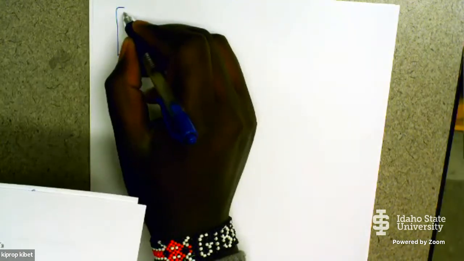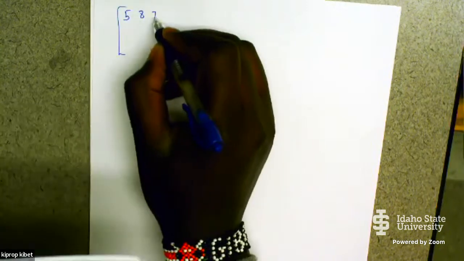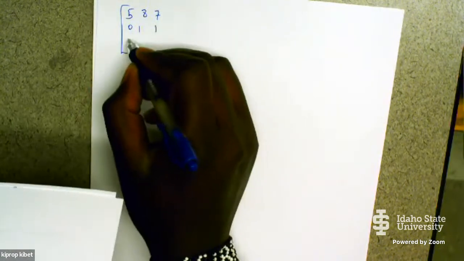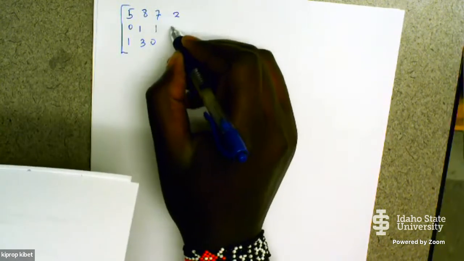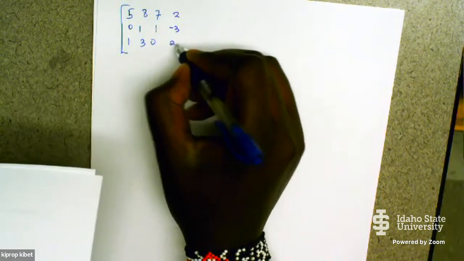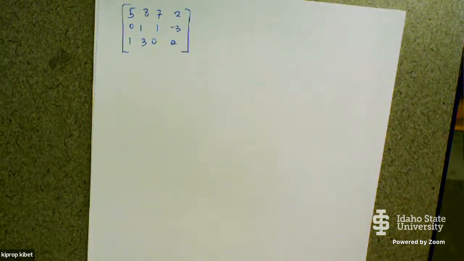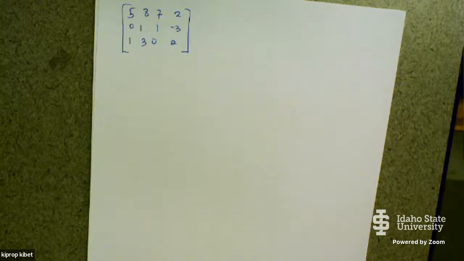So we have 1, 5, 8, 7. And then we have 0, 1, 1. Then we have 1, 3, 0. And then we have 2, minus 3, and 2 there. So what is the question there? Is B in the space of R3 spanned by the columns of A? Okay. So what is the first thing you do there?